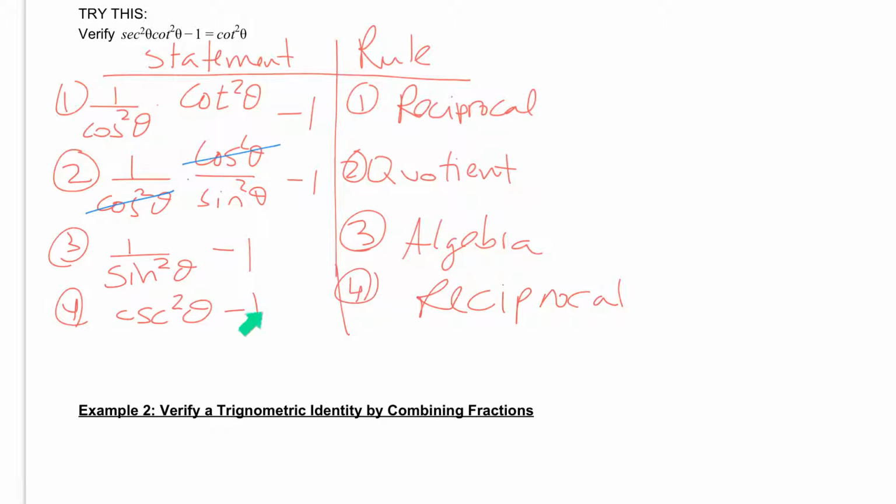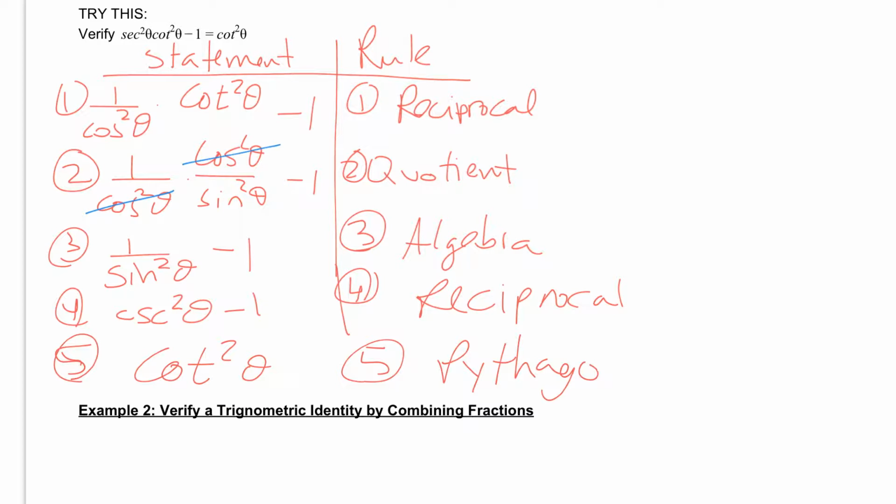And then I have a Pythagorean identity, cosecant squared theta minus 1 is the same thing as cotangent squared theta, which is a Pythagorean identity. And I've gotten back to where I started from. I proved that this left-hand side is indeed the right-hand side of cotangent squared theta. If you have questions, let me know.